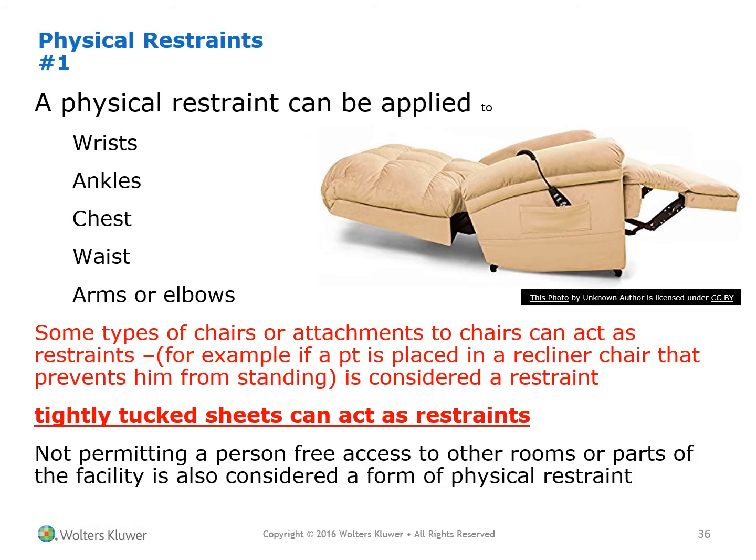Physical restraints. A physical restraint can be applied to wrists, ankles, chest, waist, arms, or elbows. Some types of chairs or attachments to chairs can act as a restraint. For example, as pictured above, the recliner prevents a patient from standing, and that would be considered a restraint. Side rails on the bed, if they're not ordered, or tightly tucked sheets can act as a restraint as well.